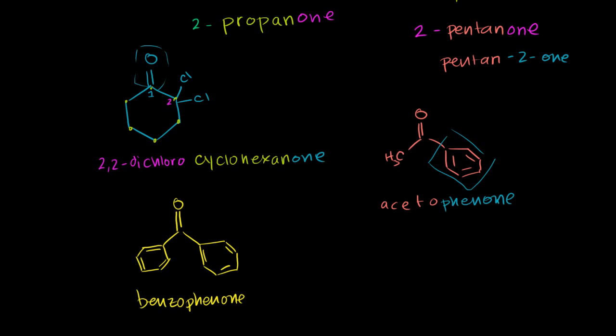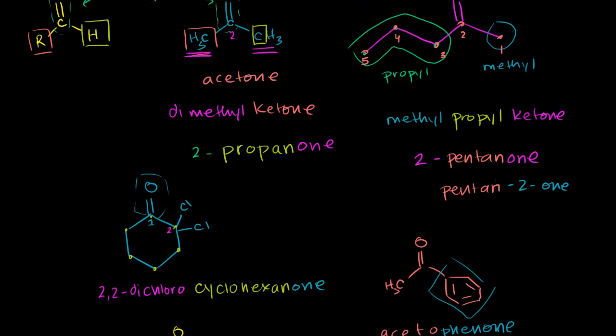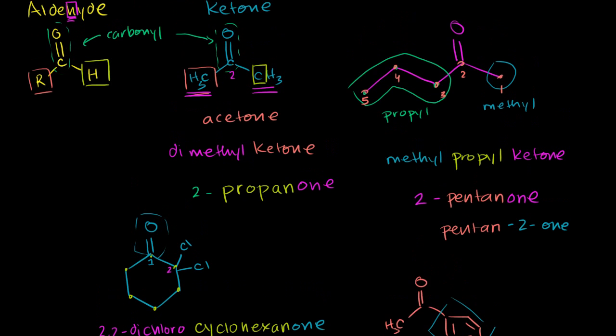But in general, I think you have a decent idea at this point of how to name at least the simpler chains, either with the common names, for example, methyl propyl ketone, or 2-pentanone. And these are kind of the more typical, or maybe the easier naming examples.